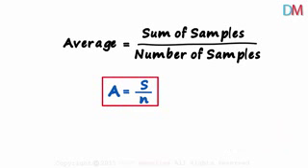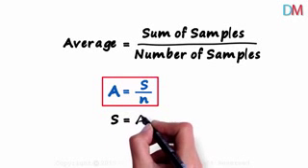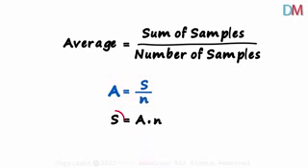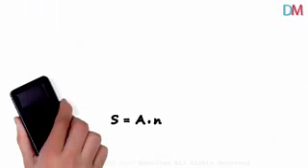And this formula can be written as S is equal to A times N. S is what we would need more often. It will equal the average times the number of samples in the set. Let's look at a few simple examples to understand averages.